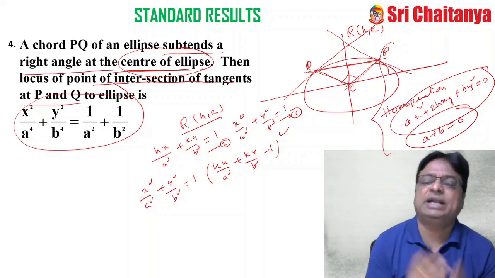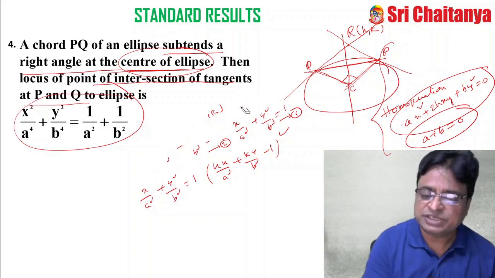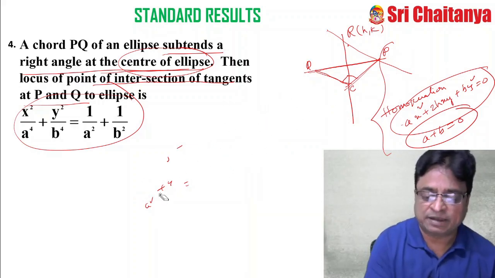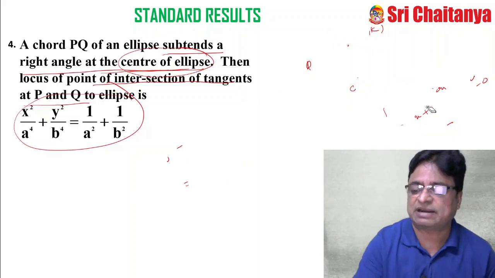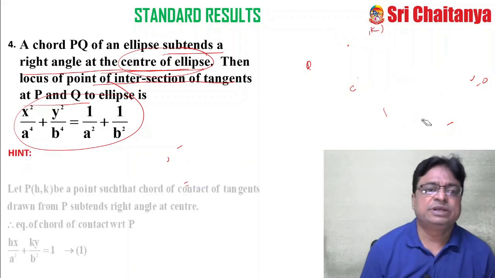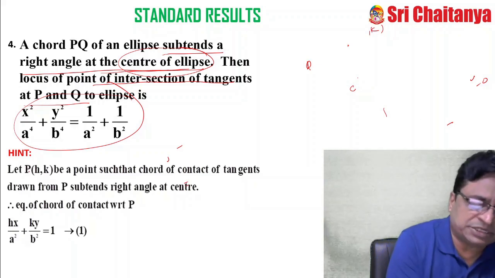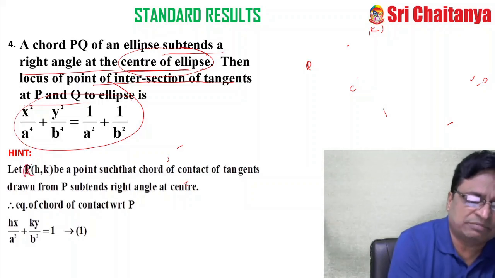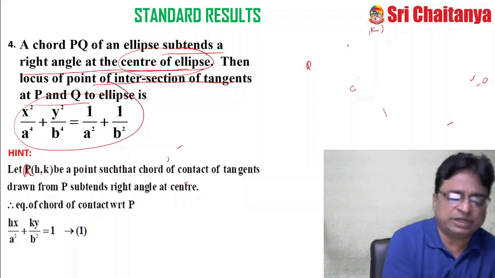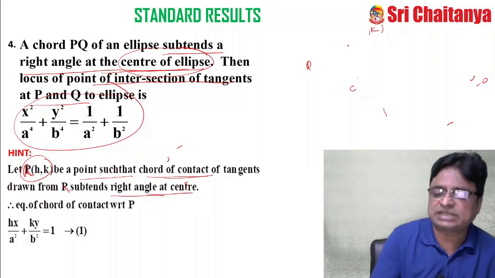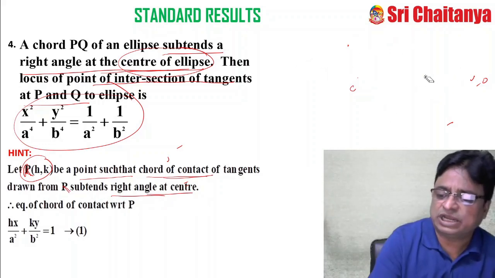This is the idea behind the problem. So please watch these steps. Here I am giving simple hints for you. Please don't forget to note down all the steps, but this is the central idea. Now watch the steps. Instead of (h, k), let it be R, because P and Q are already given, so better to use R(h, k) as the point such that the chord of contact of tangents drawn from R subtends a right angle at the center to the ellipse.